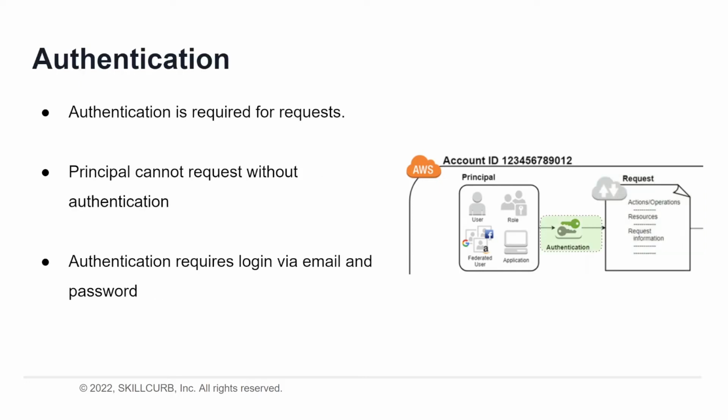By this point, we know that principals make requests. But what we haven't covered is that there is an authentication step between the principal and the request. Unless authenticated, a principal cannot make the request. Authentication is done in a very simple way on AWS. All the principal has to do is log in via their credentials, which are their email address and their password. Once they've been authenticated, they may make requests easily.